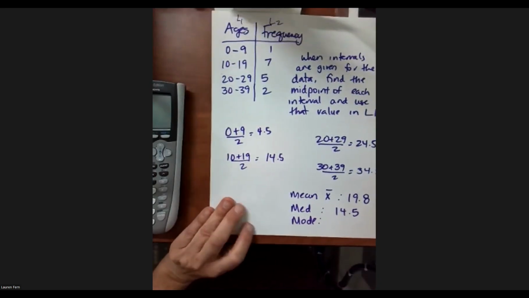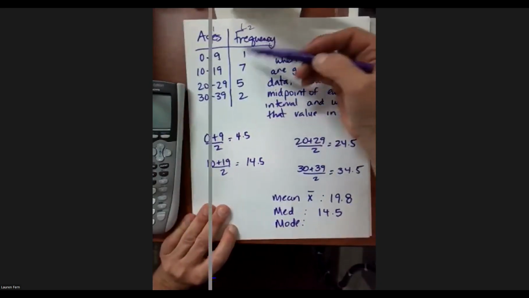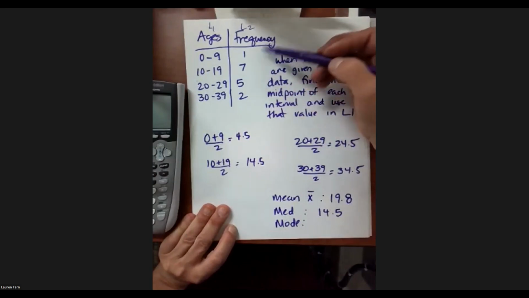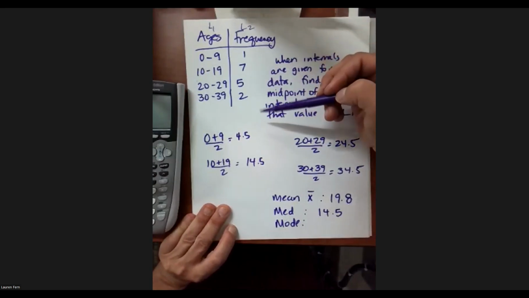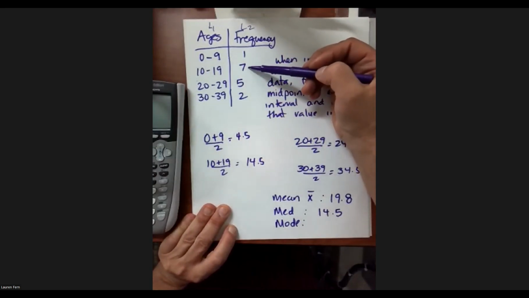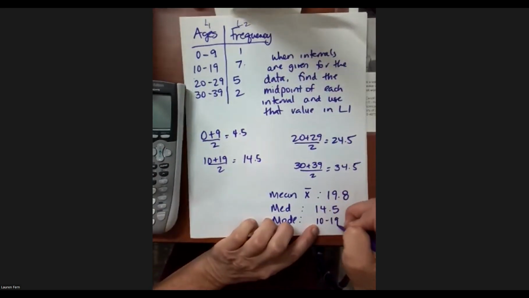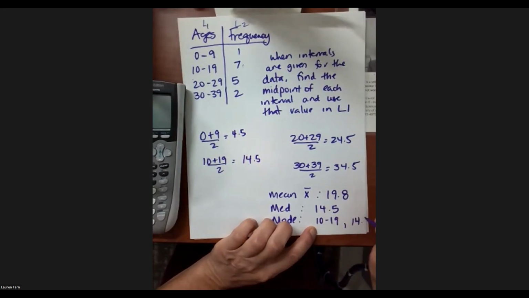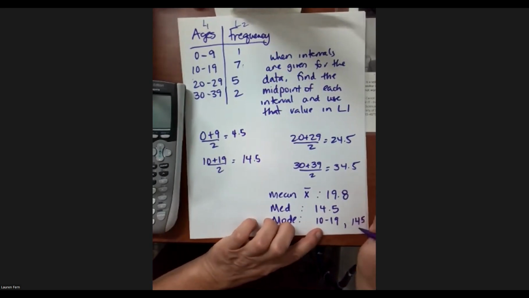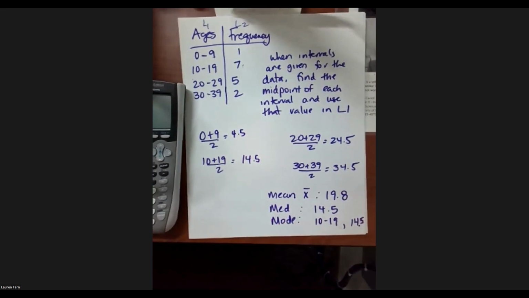What's my mode? Well, which has the highest frequency here? 10 to 19, right? It has a frequency of 7. So depending upon what they want, you can either put 10 to 19 or you can put that value for the mode. You okay here?